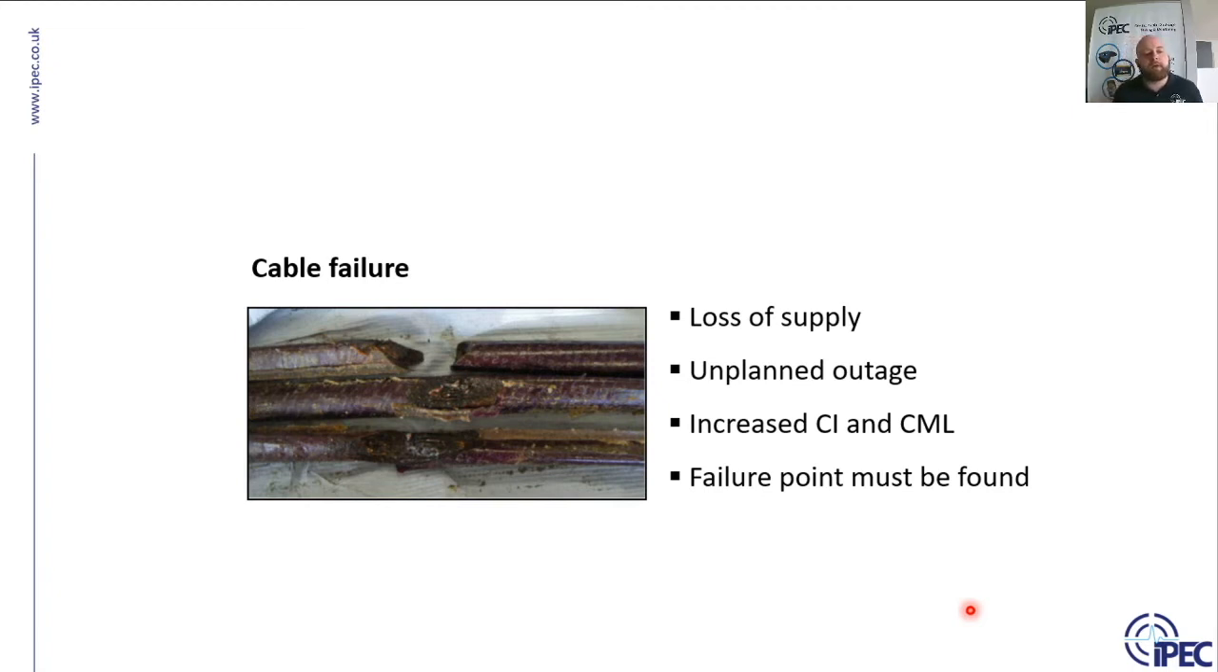Cables aren't too bad though. Quite a lot of cable networks have redundancy, so a failure of a cable means you can often reconfigure the network. If it's a ring configuration, not a problem. If it's a radial network, that's where the problem comes in, because of course a cable failure is then a loss of supply until that cable is fixed.